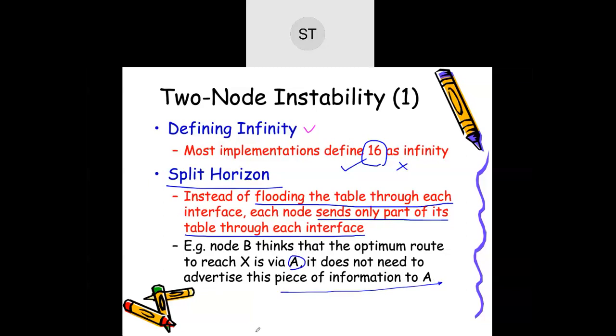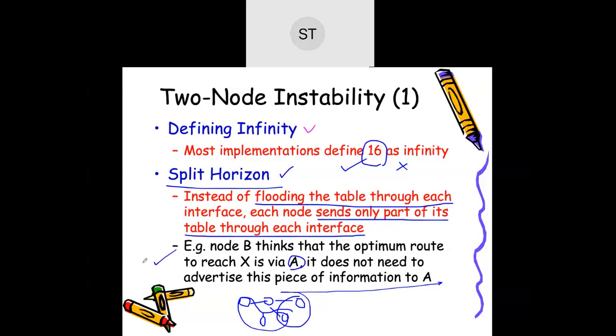So instead of exchanging the entire table, it will exchange only the table entries which do not include that router's entries. If we take a more complex scenario, instead of 3, say 5, all connected. This will exchange the table with A without this entry, this will exchange the table with this without this entry, and so on. That will resolve the problem. That is called split horizon.